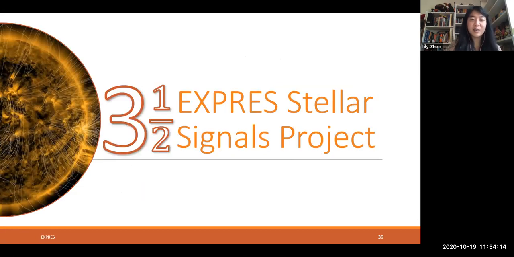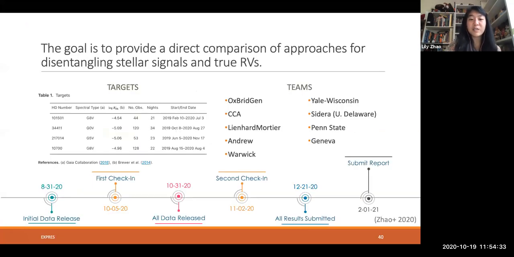And just as a last note, currently the largest thing that haunts everyone in EPRVs is the idea of stellar signals: activity giving rise to photospheric velocities that would be mistaken for a bulk shift of the star being moved by a planet. So I'm currently running what we're calling the EXPRES Stellar Signals project. The idea is that we're providing all of these EXPRES data sets to a number of teams, but it's really open to the entire community.